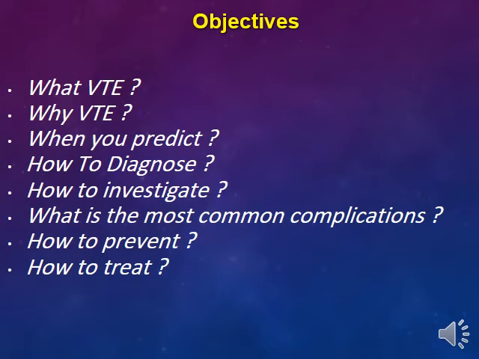Before we discuss these points, we must answer these questions. What is DVT? Why are we discussing VTE and its prevalence? When can we predict the occurrence of the disease? How can I reach the diagnosis and the differential diagnosis? How can I investigate? What are the most common complications? How can I prevent, or give prophylaxis to, the patient? And how can I treat this disease?